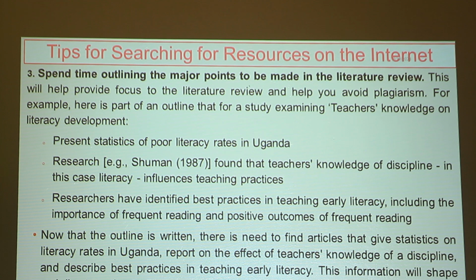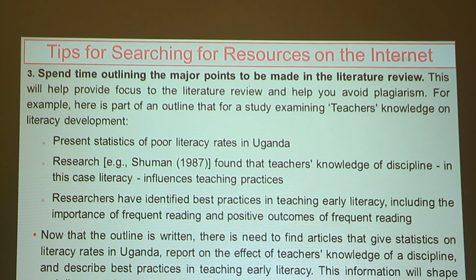So we continue. We say spend time outlining the major points to be made in the literature review. So this one is also very important. That is another tip for a clear literature review. So here what we are saying is that please take some time to think through your research and find the major points that you need to review. This will help provide focus to the literature review and help you avoid plagiarism.